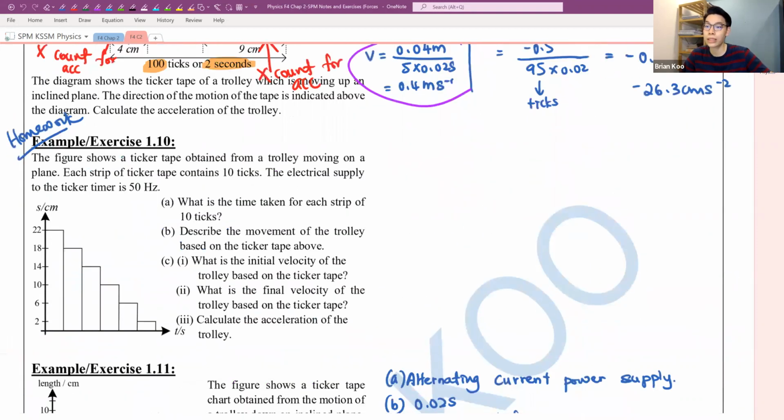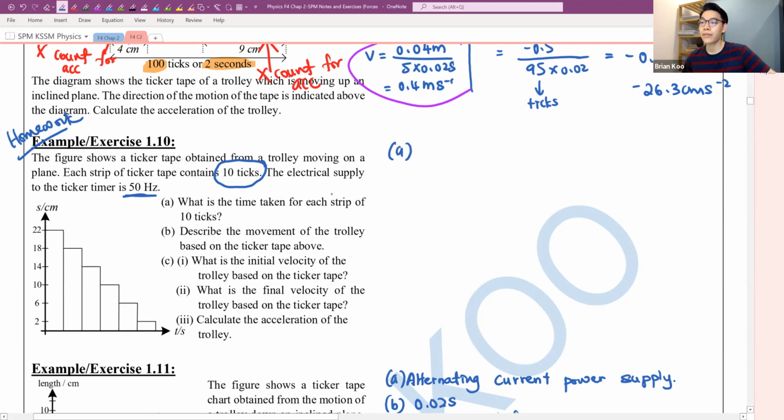This one, 1.10. Okay, this is a slightly longer question, and I hope you were okay doing this. Let's have a look. The figure shows a ticker tape obtained from a trolley moving on a plane. Each strip of ticker tape contains 10 ticks. Okay, this one is important info. The electrical supply to the ticker timer is 50 hertz. 50 hertz. All right, so now they want us to calculate the time.